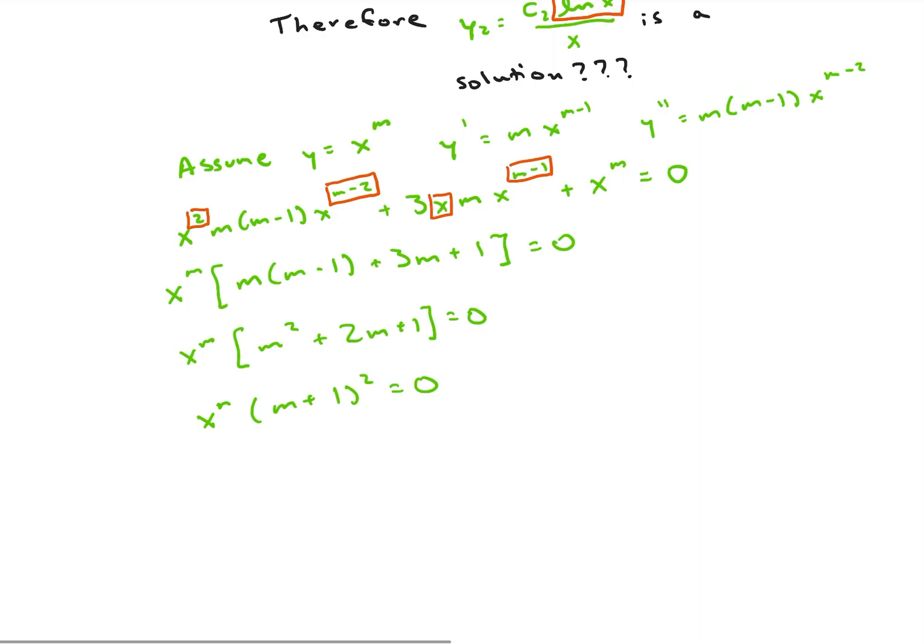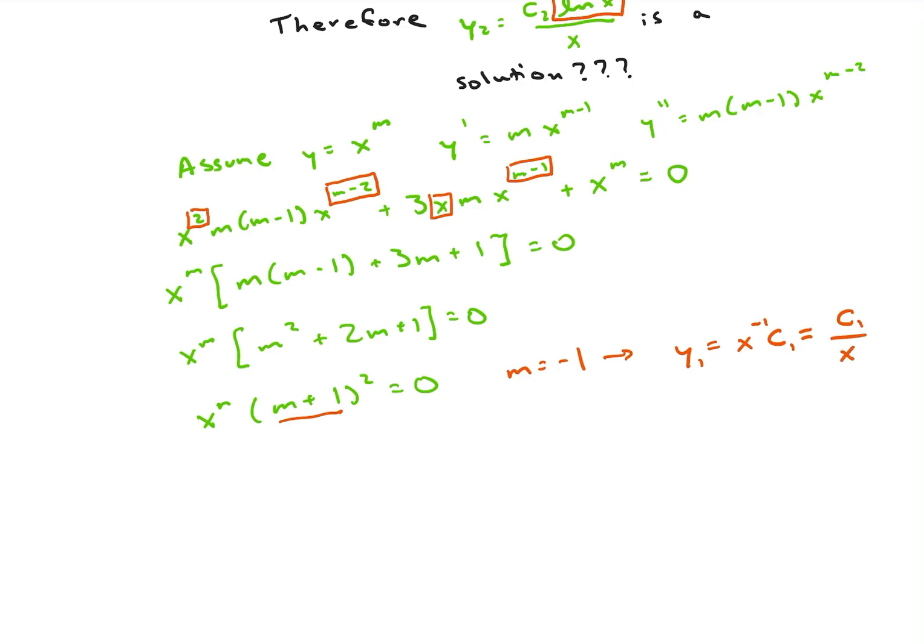So notice I have a repeated root here, m plus 1, but this tells me that in order for this statement on the left to be true for all x, I need m is equal to negative 1. So what does that tell me? That tells me that one of my solutions is going to be x to the negative 1. And it turns out I can multiply that by any constant, and I'm fine. So I can rewrite that as c1 over x. So that's going to be one of my solutions.